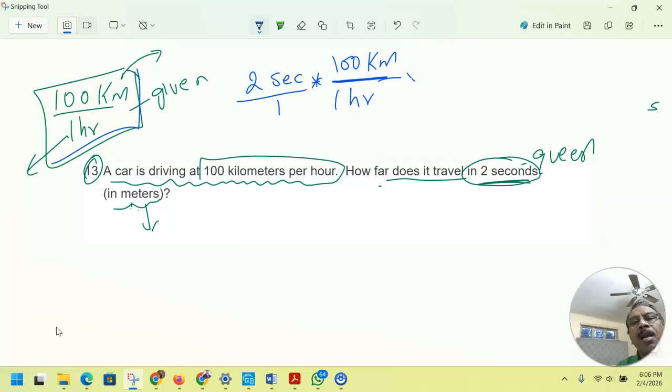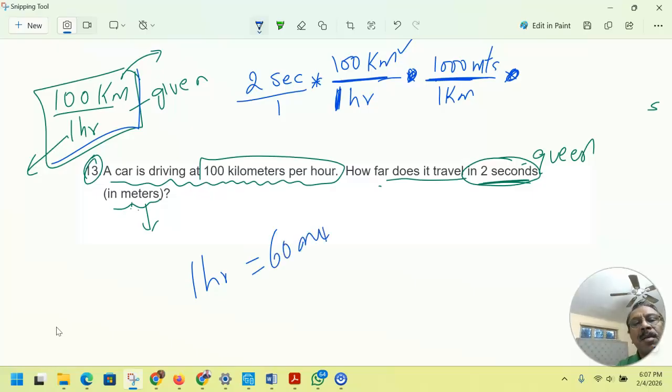Now you can't have kilometers. This kilometer has to be changed. So I'm going to use another conversion factor, that is 1 kilometer is 1000 meters. So meters. And then I have to also convert this 1 hour. And remember, 1 hour is 60 minutes, and 1 minute is 60 seconds.